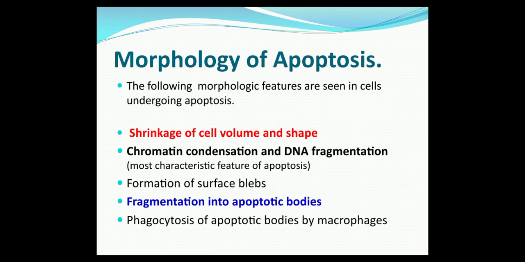This is the idea. Now let's see the morphology of apoptosis. The following morphological features are seen in cells undergoing apoptosis. What are they? Let's see.